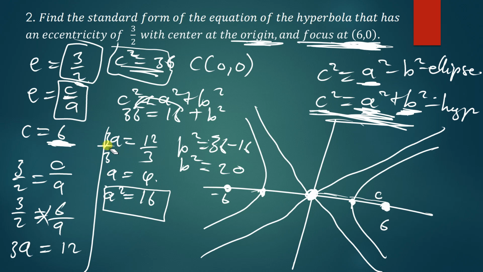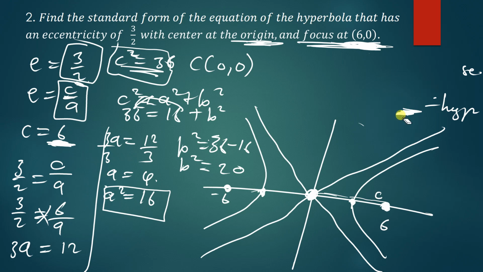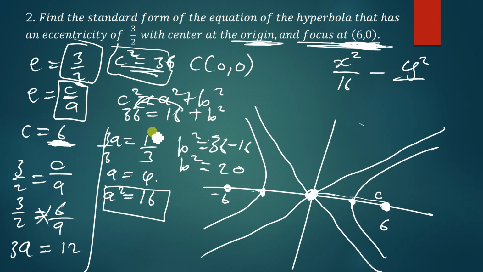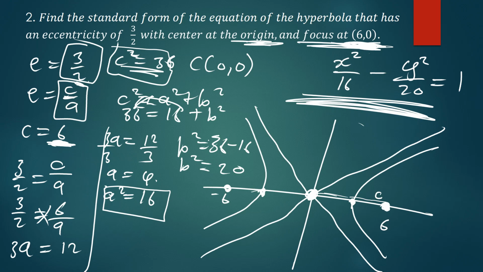So let me now write the final standard equation which they want us to find. Since it's in the x direction, we expect x to be positive. So we say x squared over a squared, where a squared is 16, and then we write a minus, and then y squared over b squared, where b squared is 20, and this is equal to 1. So this is our equation. This is the standard equation for the question.